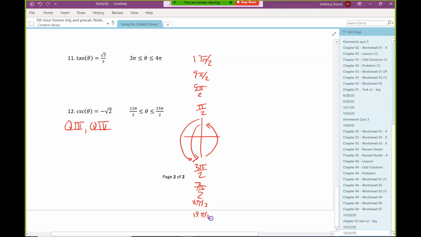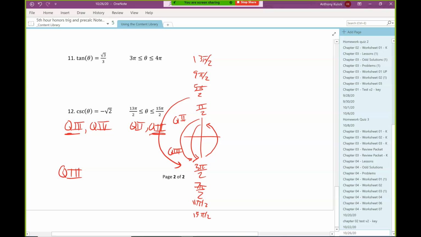Haley, are you okay with that reasoning? Okay, so we're covering quadrants 2 to quadrant 3 is what we did there. And I find it easiest to just draw a picture like that. So I'm looking for quadrant 3.